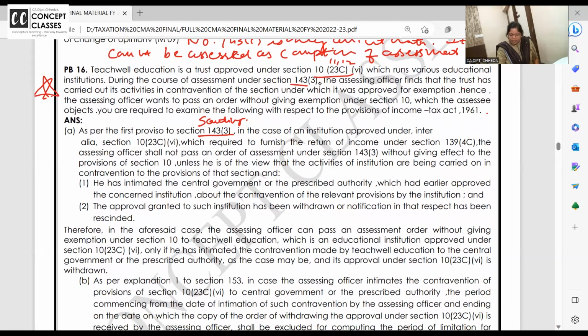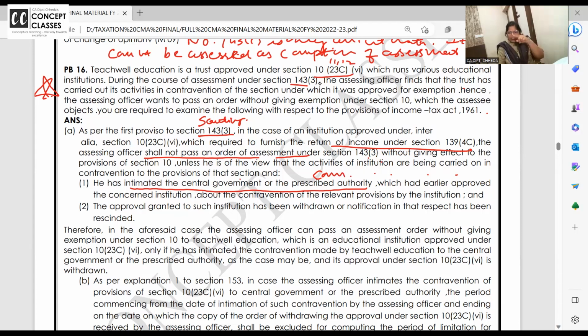As per the first proviso, under 10(23C) request, one is return of income, compulsory dena padega. The AO shall not pass an order under 143(3) without giving effect to provisions of section 10 unless he is of the view that activities of institution are being carried out and he has intimated to central government or prescribed authority. Prescribed authority is generally the commissioner who gives the form.